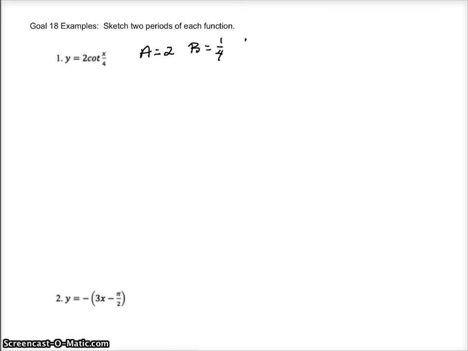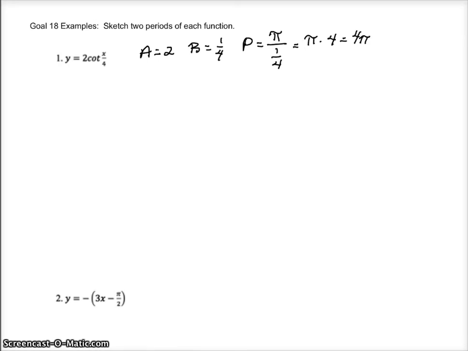So to calculate the period, we divide pi by the absolute value of b. So that's pi times the reciprocal of 1/4, which is 4. So our period is 4 pi.